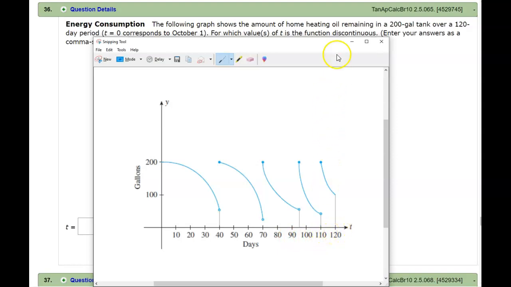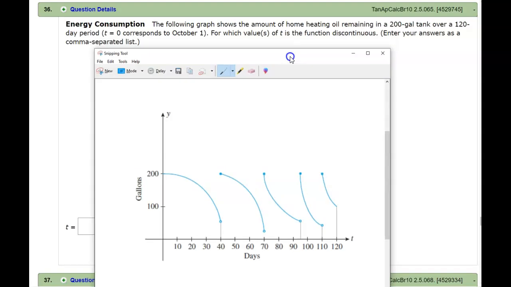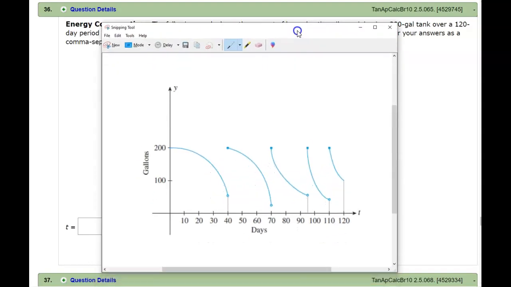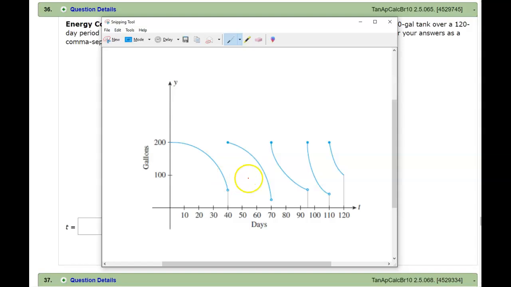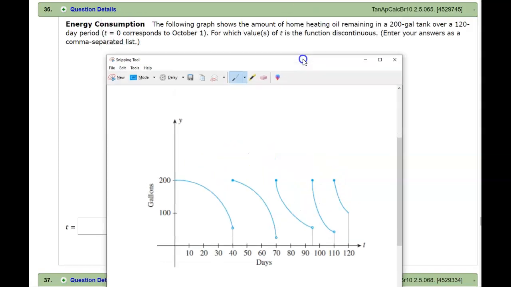4-month period. So for which values of t is the function discontinuous? That's all I want to know. So you don't really have to understand the graph to be able to answer it. Where are the discontinuities? So you want to enter your answer as a comma-separated list. So we're going to put our numbers straight across here, everywhere where this graph is discontinuous. I don't know that they include the endpoints of 0 and 120, but if you don't get it right the first time, that might be what the problem is.